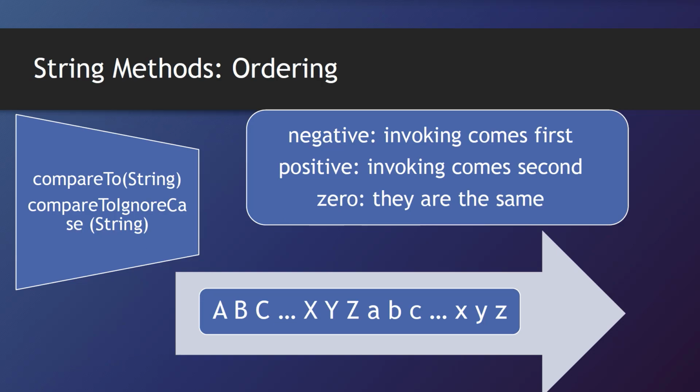You can use the compareTo and compareToIgnoreCase methods to find out if one string comes before another. These methods use lexicographic ordering, which is alphabetic ordering except all of the uppercase letters come before all of the lowercase letters. These methods will return a negative number if the invoking object comes first, a positive number if the invoking object comes second, and 0 if the strings are equal. It's important to note that you might not compare strings yourself very often with these methods, but the compareTo method is used behind the scenes when you want to accomplish a task like sorting a list of strings.